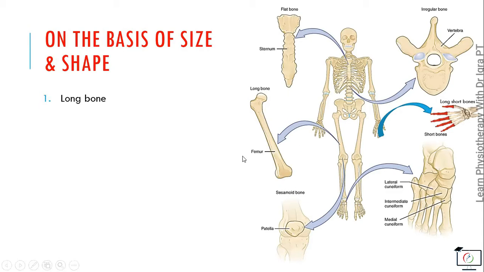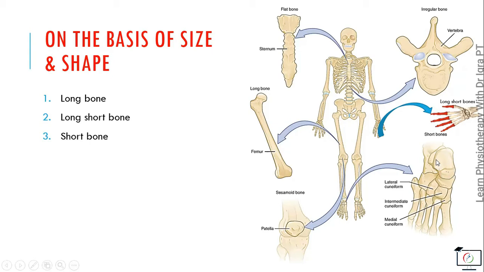As the name indicates, they are long and have a specific structure, two ends and a shaft. For example, the femur in the thigh or the humerus in the arm. Then the long short bones. They have the features of both long and short bones. They are short but have a structure of a long bone, including two ends and a shaft. Examples are the metacarpals and the phalanges.